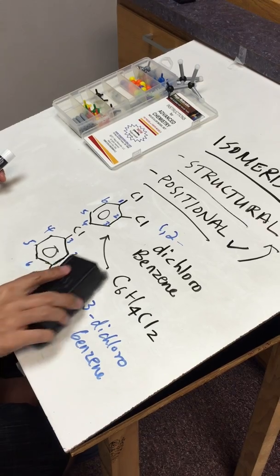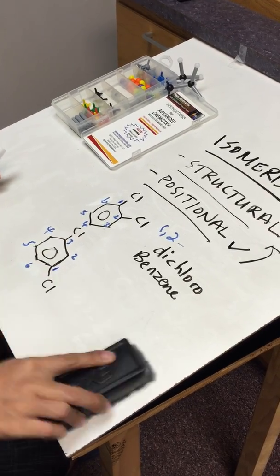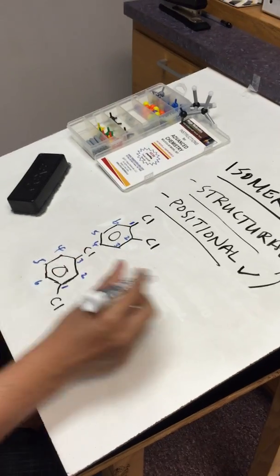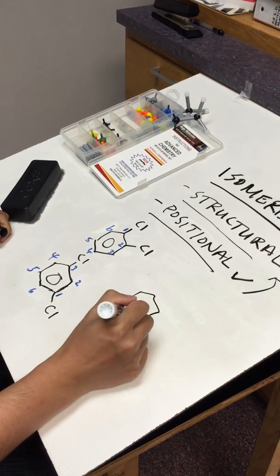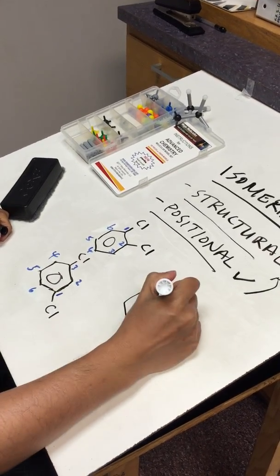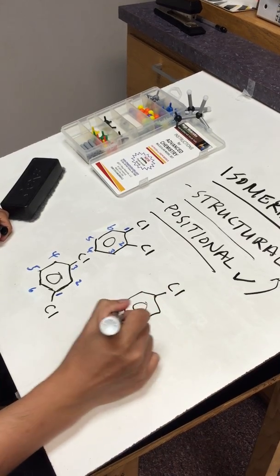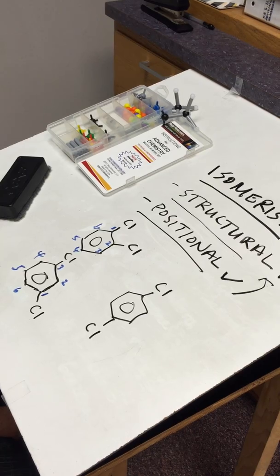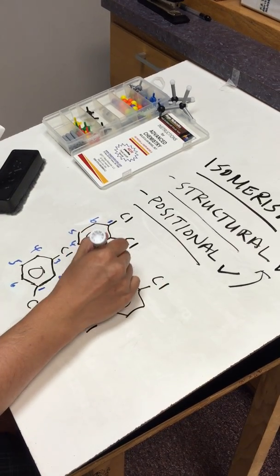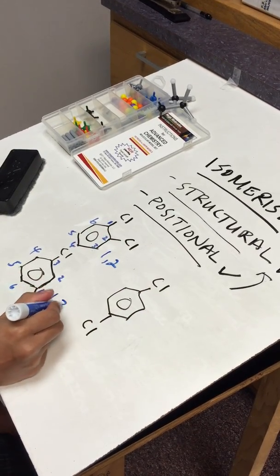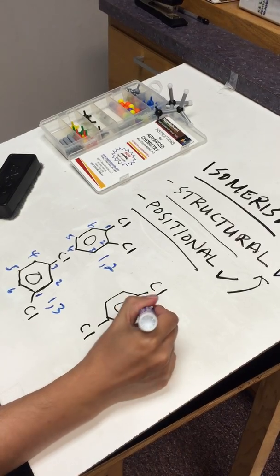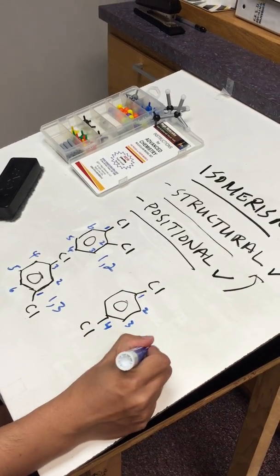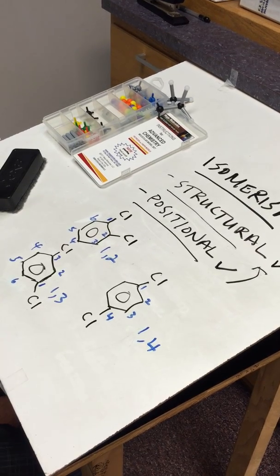So, can I draw another one? Can I draw another dichlorobenzene? The answer is yes, because if I draw the benzene, of course, I can have the chlorines opposite of each other. In this case, this is 1, 2, this is 1, 3, this is 1, 4. Now you may ask, can I have a 1, 5?